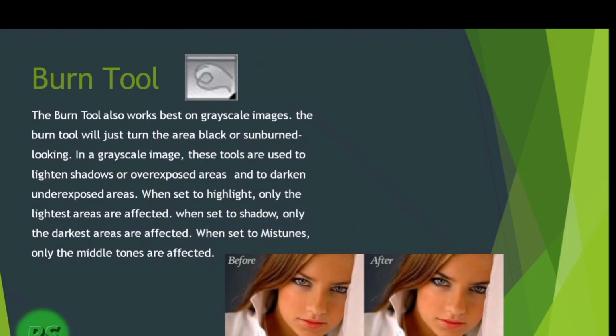The next is the burn tool. The burn tool also works best on grayscale images. When we have an image that has no color, that is, grayscale black and white images, then the burn tool is useful. It just turns the area black or sunburned looking. In a grayscale image, these tools are used to lighten the shadows.